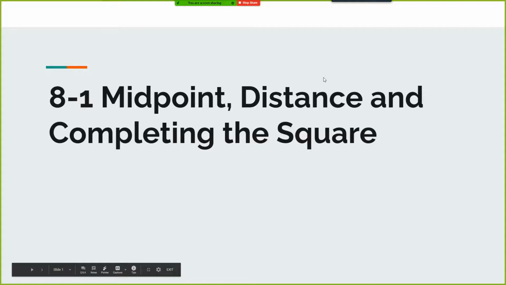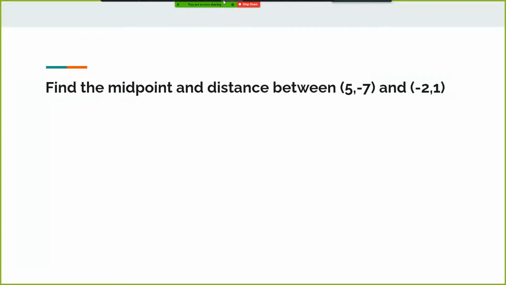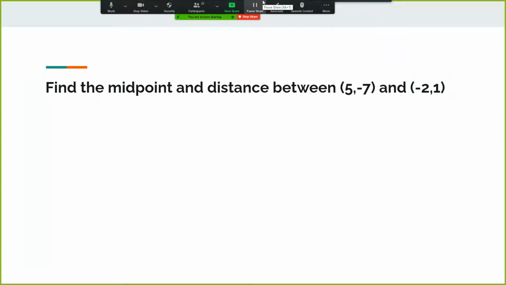All right, let's go over some midpoint, distance, and completing the square because we're going to learn about conic sections, which you've actually learned about before. A circle is an example, a parabola, and we'll learn about other conic sections. And before we learn about them, we need to just review some algebra skills.